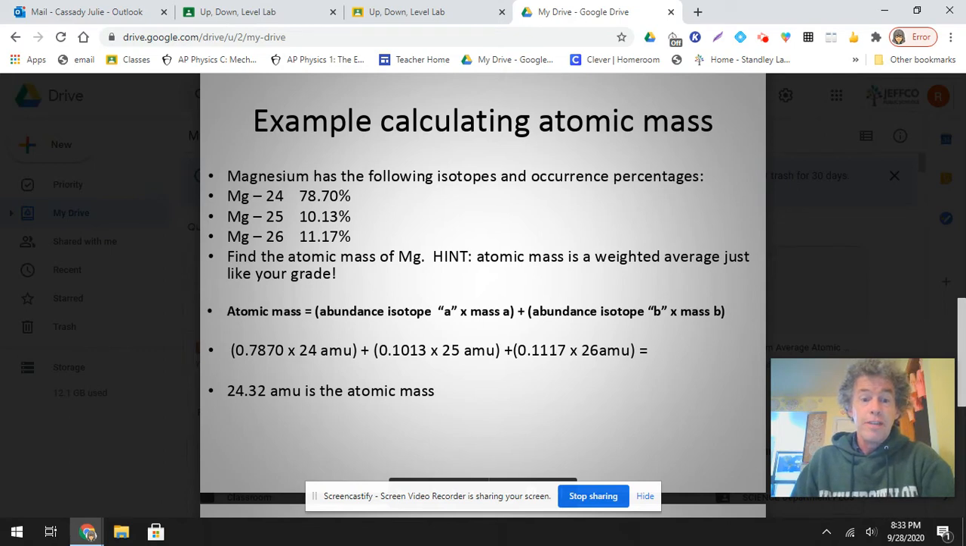So 0.7870 times 24 AMU, plus 0.1013 times 25 AMU, plus 0.1117 times 26 AMU would give us 24.32 AMU, which would be the atomic mass, which is pretty much the number you get in the chemistry book.